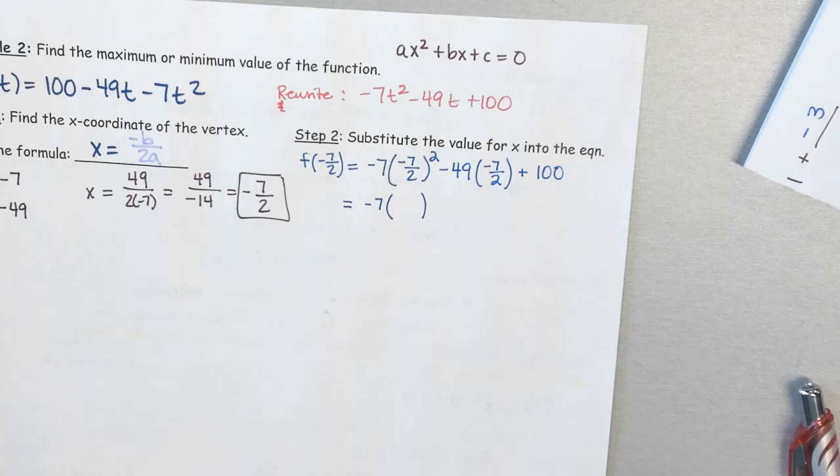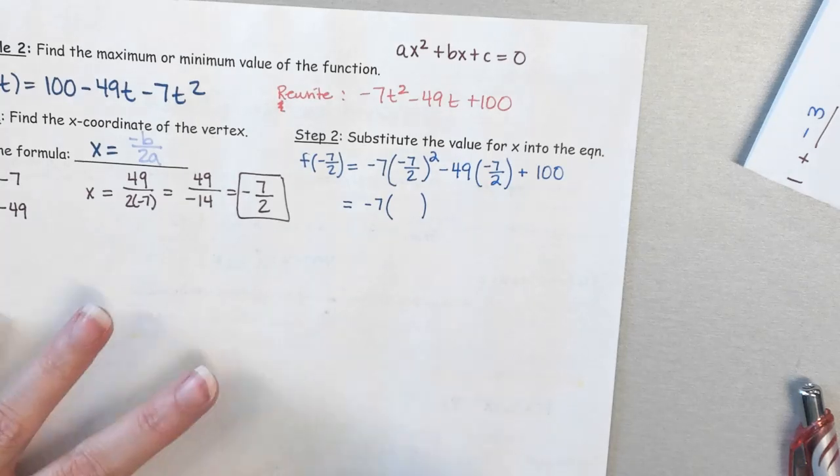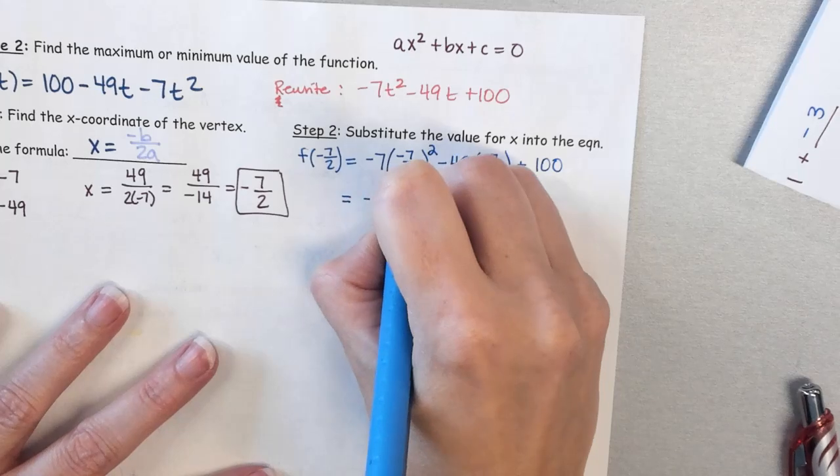Okay, so these are all just very small things that you've done in your past. So when you're squaring something, okay, you are going to square the top and square the bottom. So you have 49 over 4.